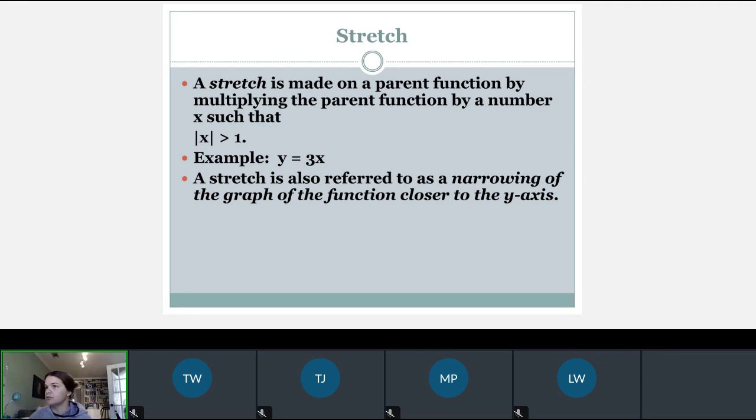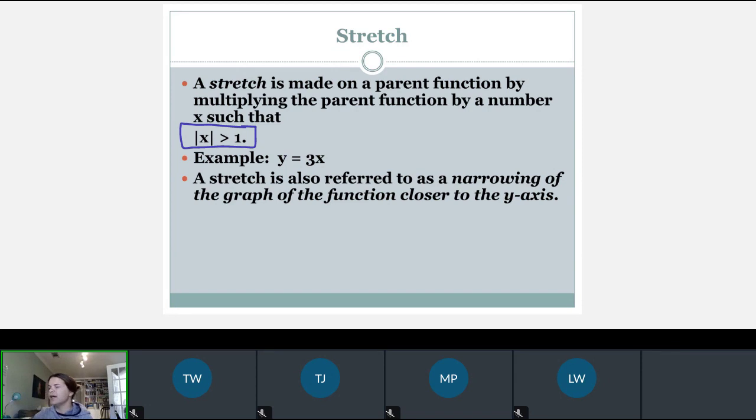So a stretch is made on a parent function by multiplying the parent function by a number x that is greater than 1. And these bars mean the absolute value. So what I mean by that is don't pay attention to the negative sign, because that indicates a reflection, like we just talked about. We're just looking at the number itself. So if I have y equals 3 times x, this means my slope went from 1 to 3.